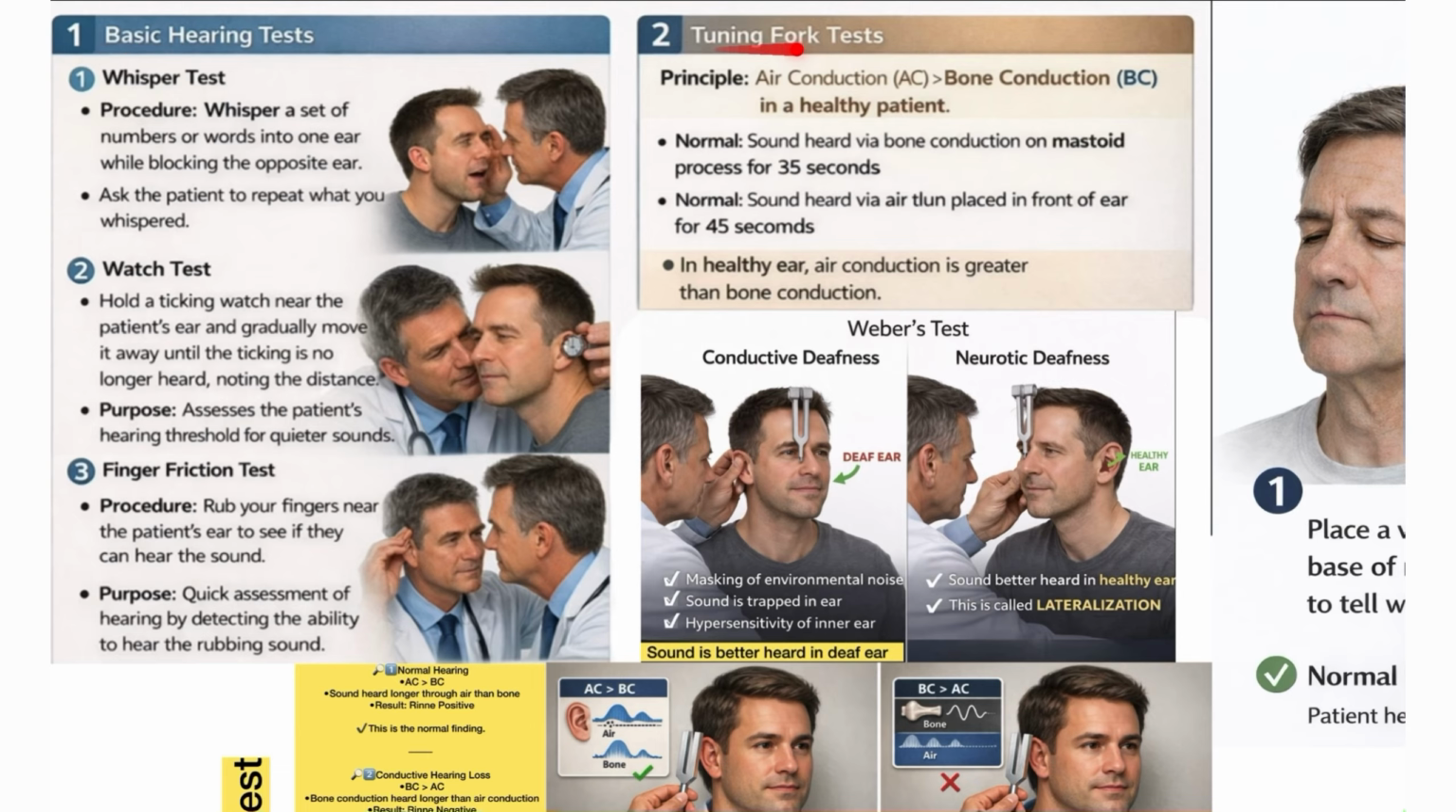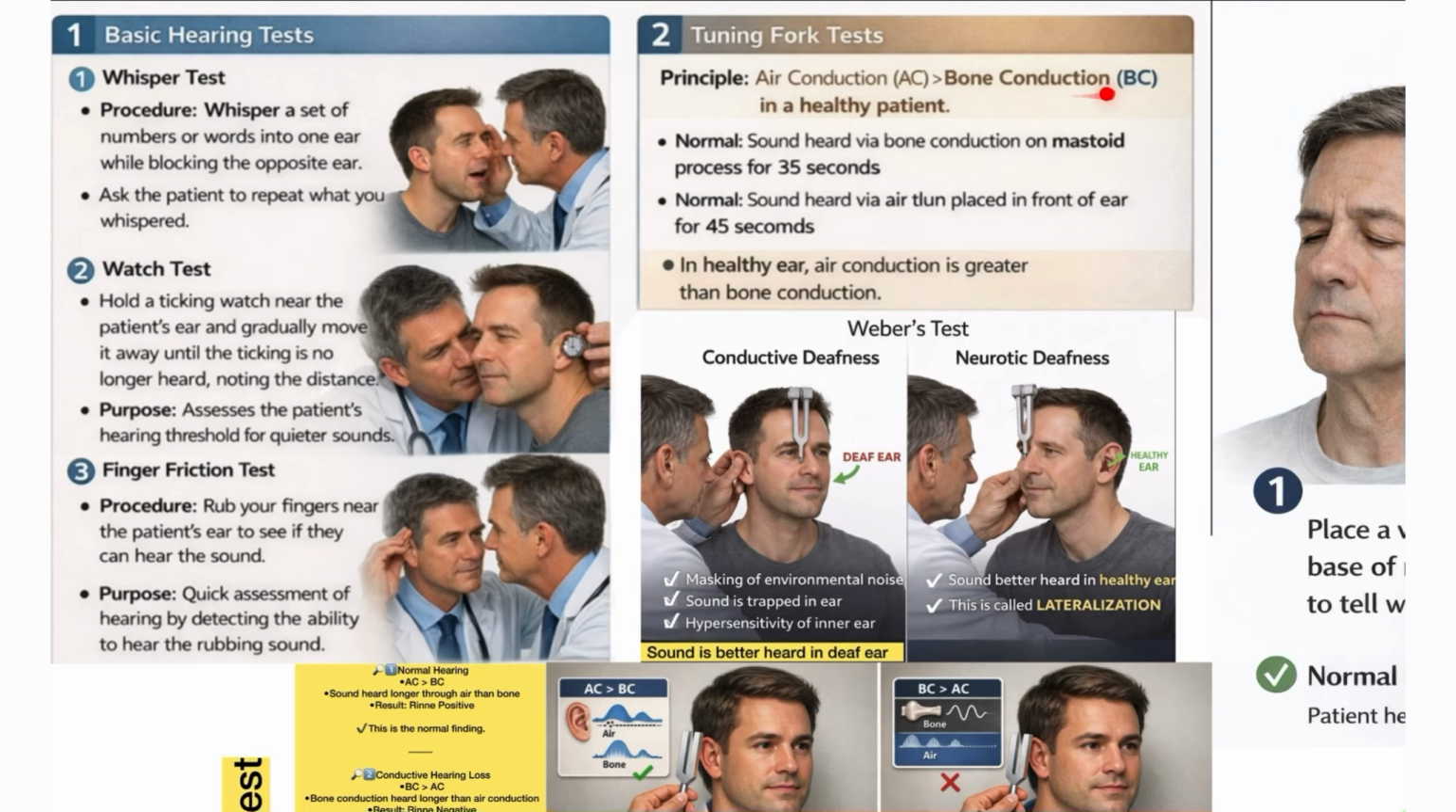Now the principle of the tuning fork test is that the duration of sound heard through air conduction is more than that of bone conduction. For example, the sound heard through air conduction when the tuning fork is placed in front of the ear is 45 seconds, and the sound heard through bone conduction when the vibrating tuning fork is placed on the mastoid process is 35 seconds. So for this test you have to perform first Rinne's test and then Weber's test.